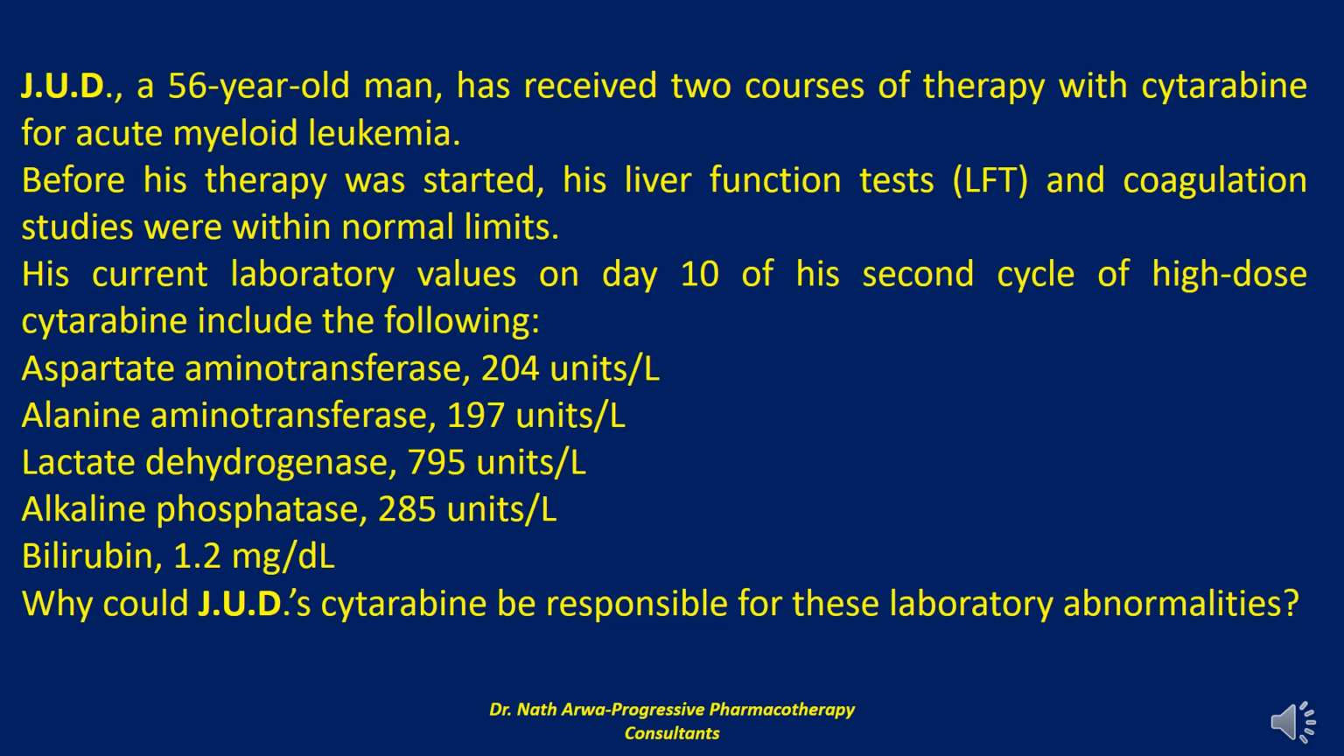Aspartate aminotransferase is 204 units per liter. Alanine aminotransferase is 197 units per liter. Lactate dehydrogenase is 795 units per liter. Alkaline phosphatase is 285 units per liter. Bilirubin is 1.2 mg per deciliter. So my question to you is, why could JUD's cytarabine be responsible for these laboratory abnormalities?